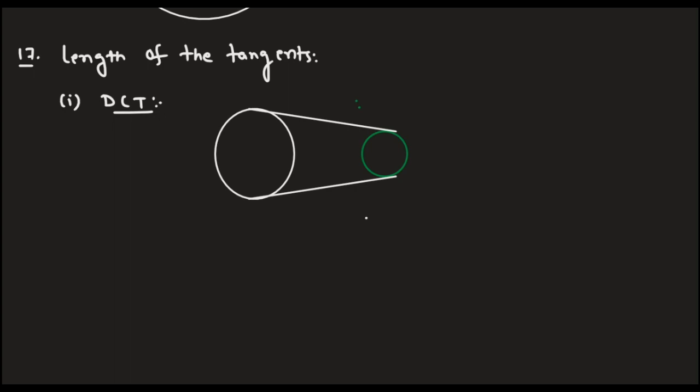First of all, we join their centers. This is the center of the circle. Now give names to the centers. The first circle has the center C1, the second circle has the center C2, and here is the point A, this is the point B, this is the point C, and this is the point D.